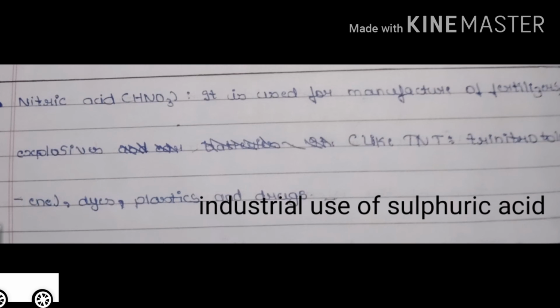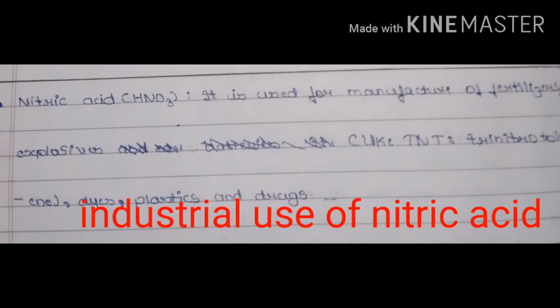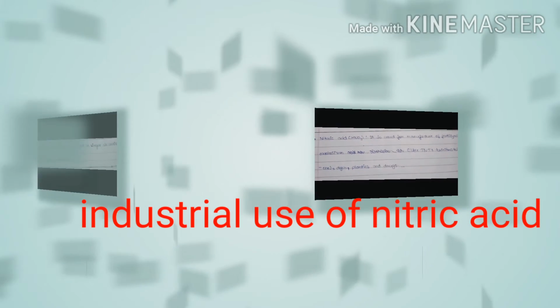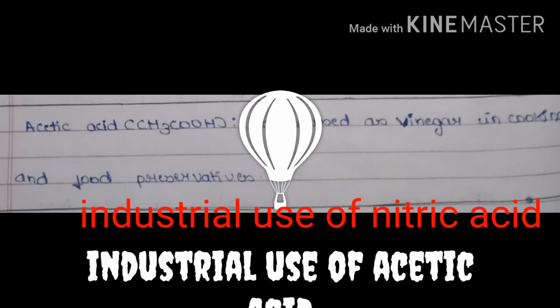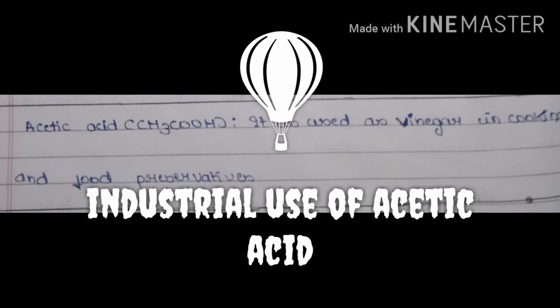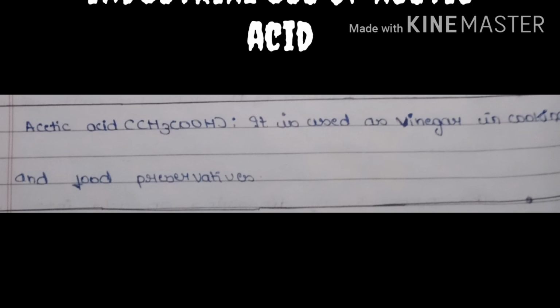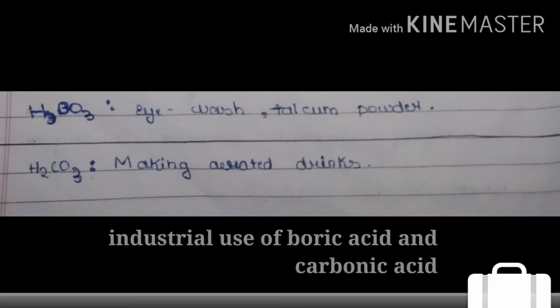Industrial use of nitric acid: it is used for manufacture of fertilizers, explosives, dyes, plastics, and drugs. Industrial use of acetic acid: it is used as vinegar in cooking and as a food preservative.